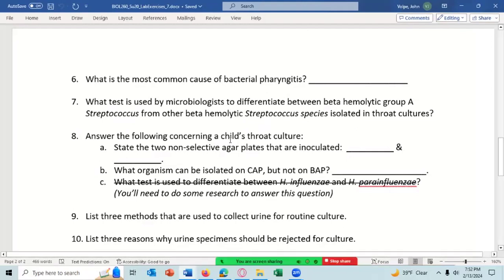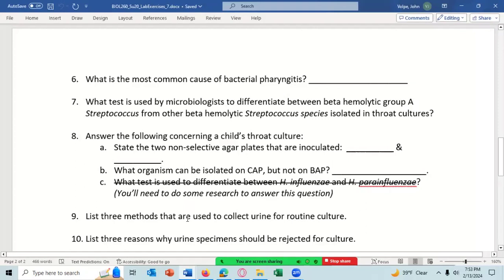8, answer the following concerning a child's throat culture. A, state 2 non-selective agar plates that are inoculated. 1, 2. And 8B, what organisms can be isolated on CAP, but not on BAP? CAP standing for chocolate agar plate and BAP for blood agar plate. 8C, you do not need to answer because it's not discussed in the lab module. If you care to answer it, you'll have to do your own research online. You will not get extra credit if you answer it, but you may if you want.